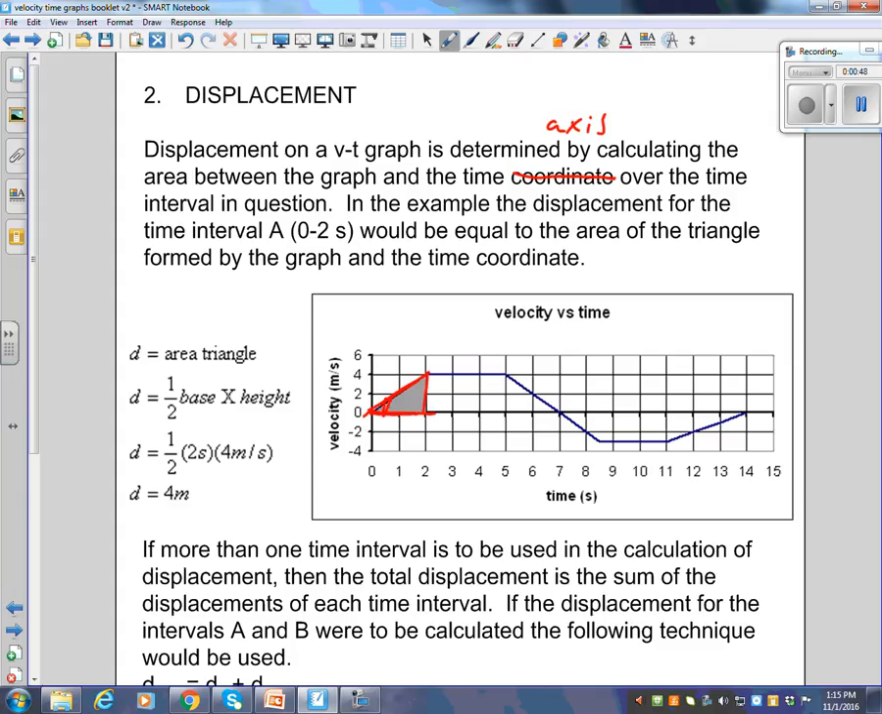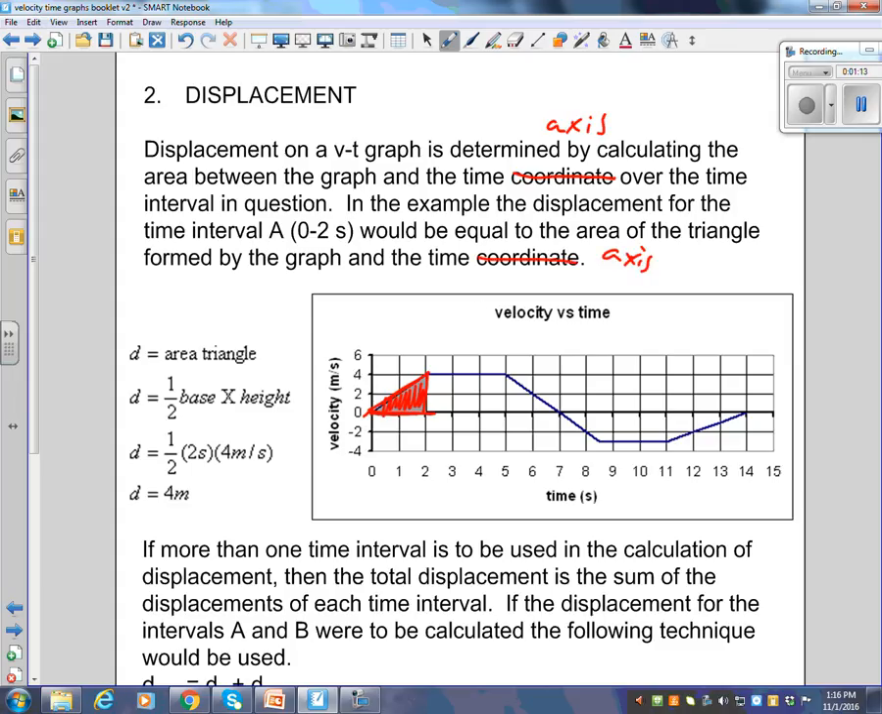What is that area? What shape is it? It's a triangle. Is it shaded in on your picture? Yes, it is. Okay, so we're talking about the area. In the example, the displacement for the time interval in question, so let's do interval A, which is from 0 to 2 seconds, would be equal to the area of the triangle formed by the graph and the time axis.